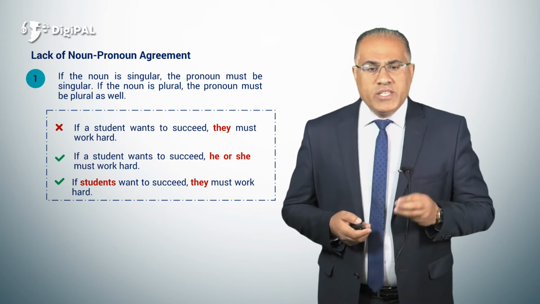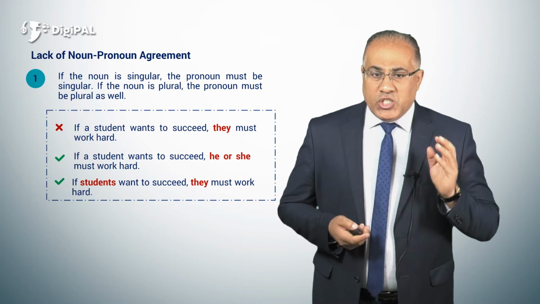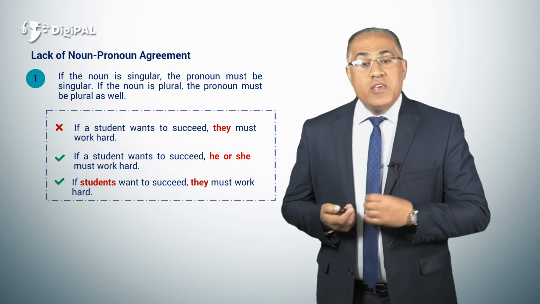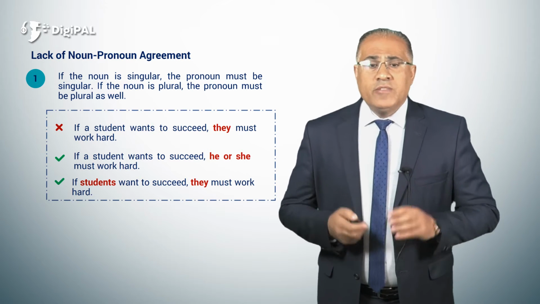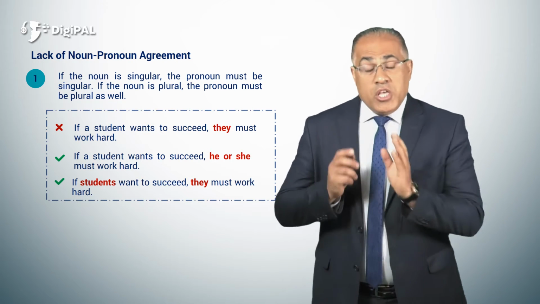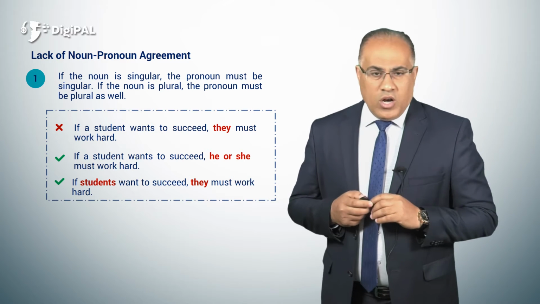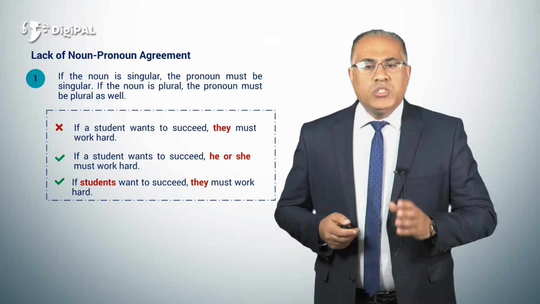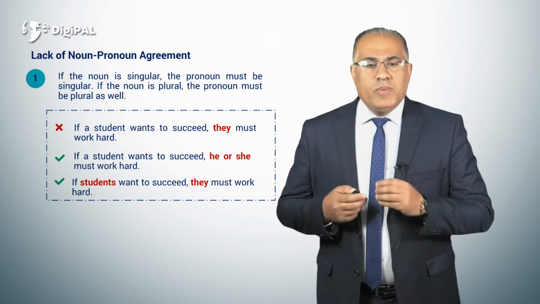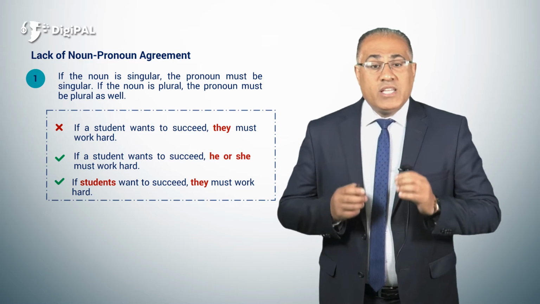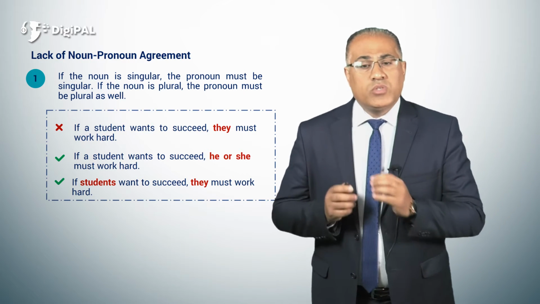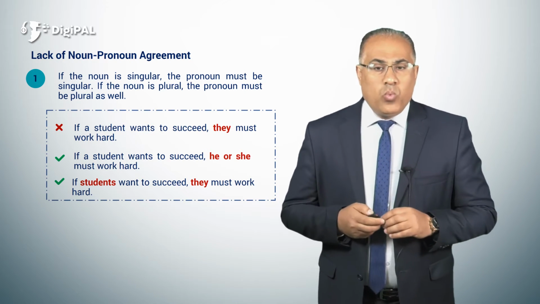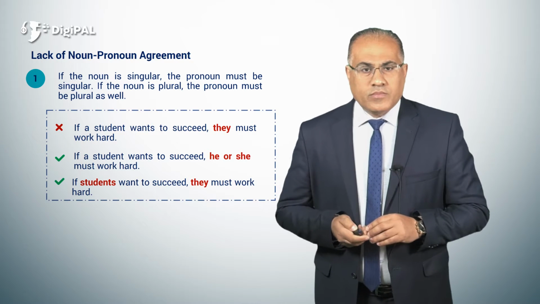Consider the first wrong example and the correction. "If a student wants to succeed, they must work hard." It should be said: "If a student wants to succeed, he or she must work hard." Or: "If students want to succeed, they must work hard."